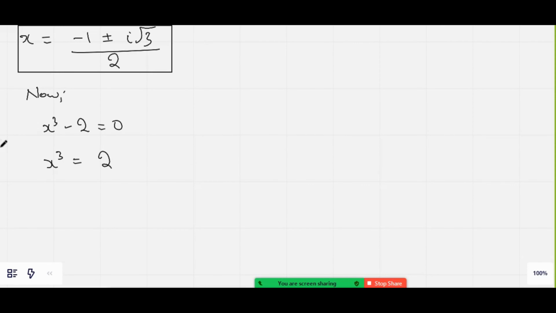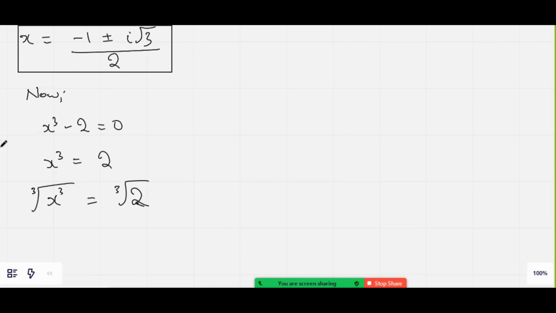Now what do I need to find out? I need to remove this cubic power from the x. So how am I going to remove it? I can remove it by applying the cube root on both sides. Are you getting me? So how? Cube root is actually this, and you know the power of cube root is 1 upon 3. So you apply the cube root on both sides.